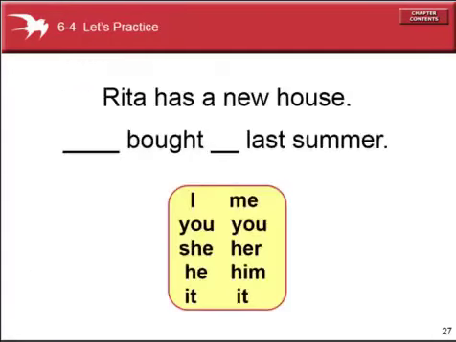First try to fill in the blanks. Later we'll match with the answer. Rita has a new house. She bought it last summer. She is used as a subjective and it is used as the objective form in the sentence.